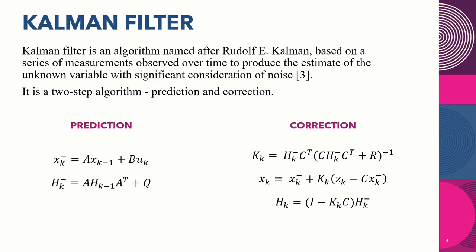As we are seeing a lot of variables here, X is basically the state variable which is to be estimated. A and B are the matrices that are obtained from the difference equation. H is the error covariance matrix. K is the Kalman gain matrix. Z is the actual measured value of the state variable. C is the output matrix. Q is basically the process noise covariance matrix, and R is the measurement noise covariance matrix.